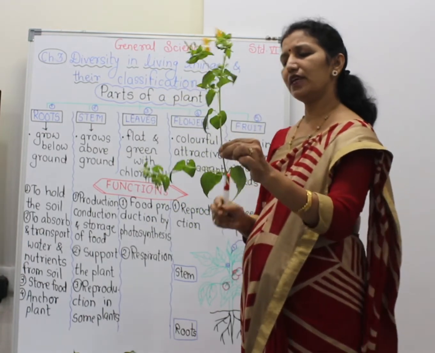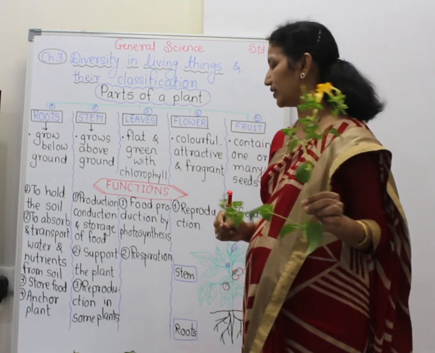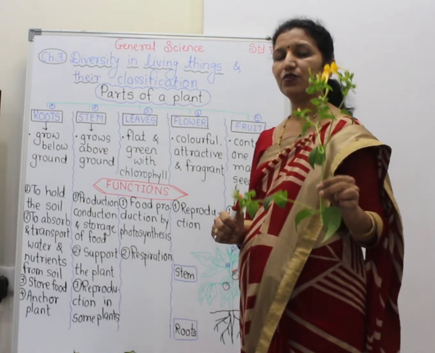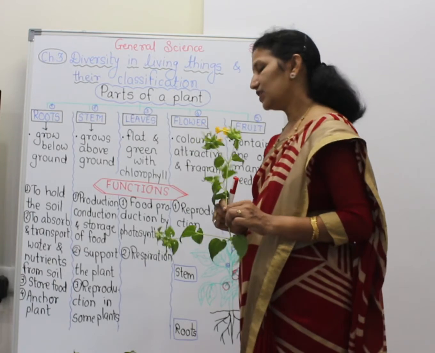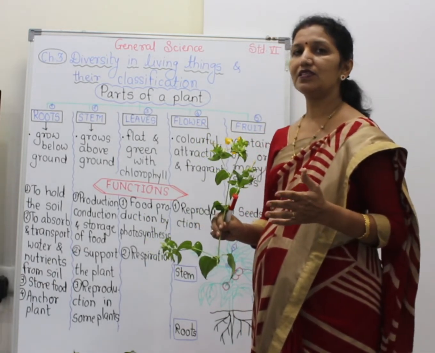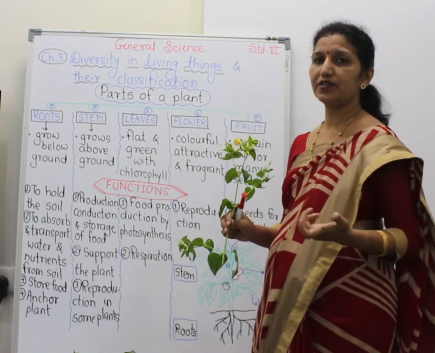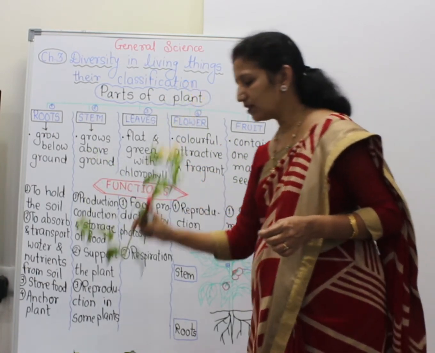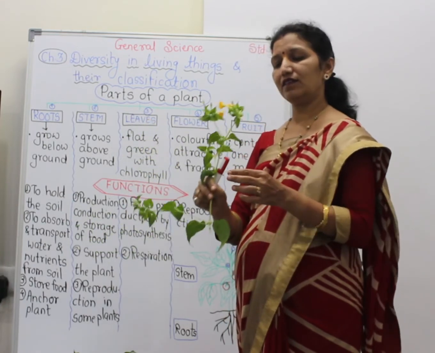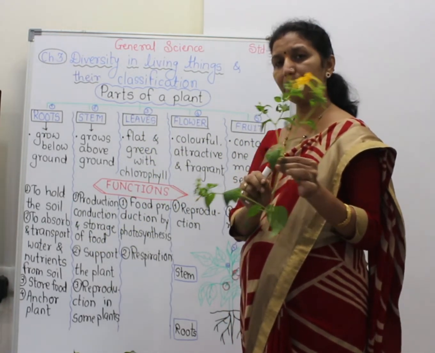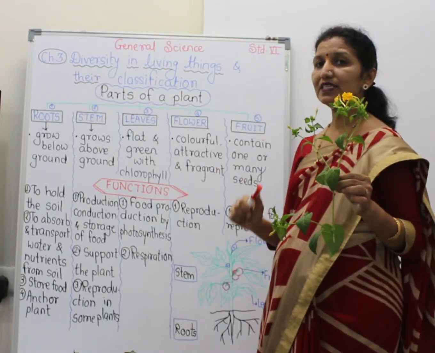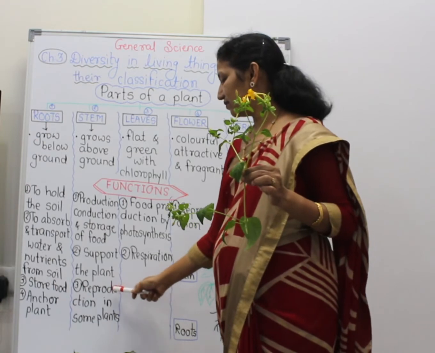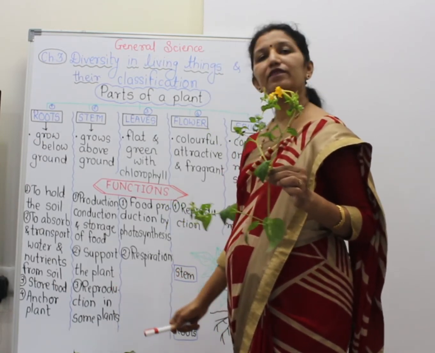This stem has a very vital function. It supports the plant. To support the plant is the main function of this stem. Also, in some plants, stem is the organ of reproduction. If we plant the stem in some pot, and if it grows, it means that it is reproduction from the stem.